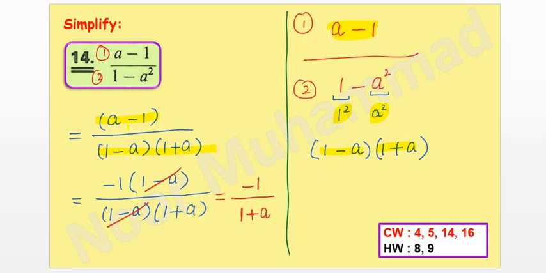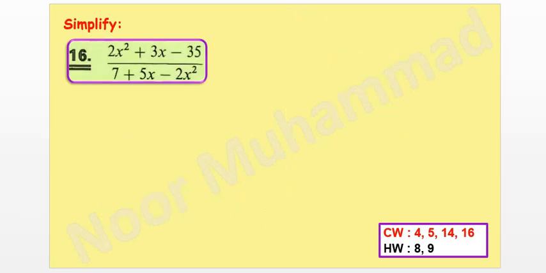Now because here I could see that this is a minus 1 and this is 1 minus a, they are opposite of each other. So you can pull out negative 1 from the numerator. So it will become 1 minus a, and then the rest of the steps are exactly the same like we were doing before. Let's solve one more question now.